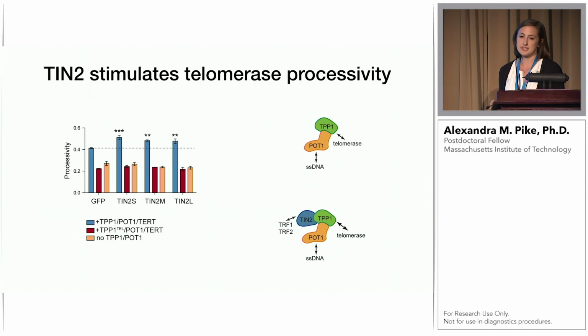And when we added TIN2 to these assays instead of GFP, each of the isoforms was able to further stimulate telomerase processivity above that provided by the known processivity factor. And this is dependent on the presence of the TPB1 POT1 factor. As you can see, there's no change in these red and orange bars. So we concluded that TIN2 is functioning with TPB1 and POT1 to stimulate telomerase processivity and might actually be completing the processivity factor. And this would be a candidate for further study to see if the different isoforms might have different effects on stimulating telomerase in vivo.